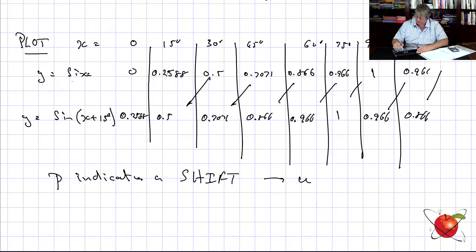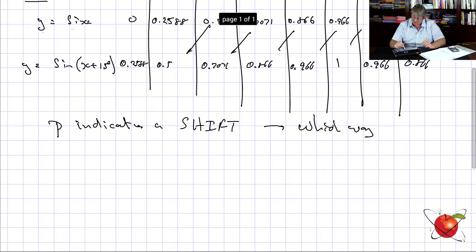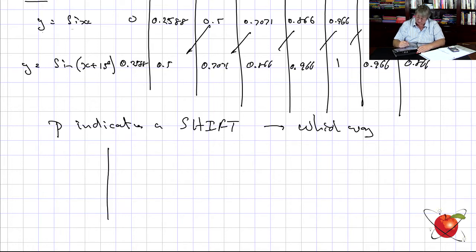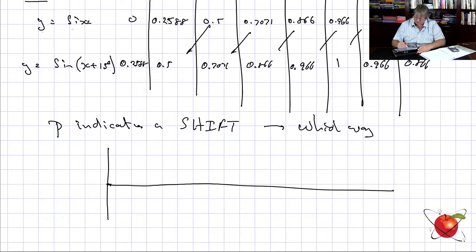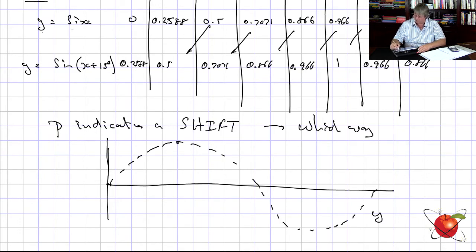Now we need to say which way. Let me plot this graph over here quickly, between there and there. It was 0.258, and we went up to 1, and then we came down like that. So this was my original y equals sine x. Now I'm going to draw in red y equals sine of x plus p. p was equal to 15, remember?